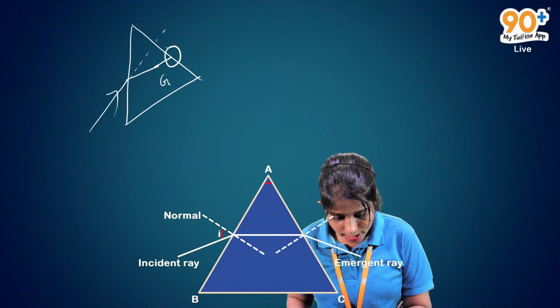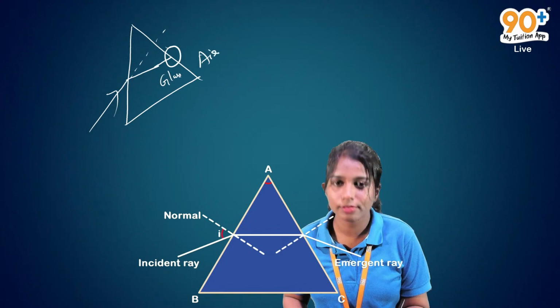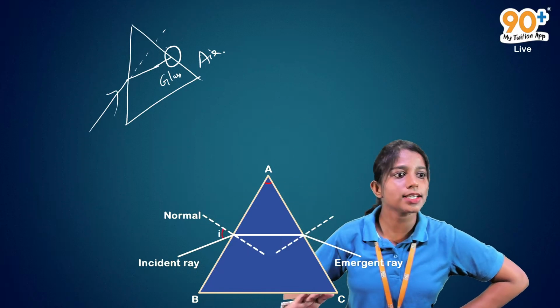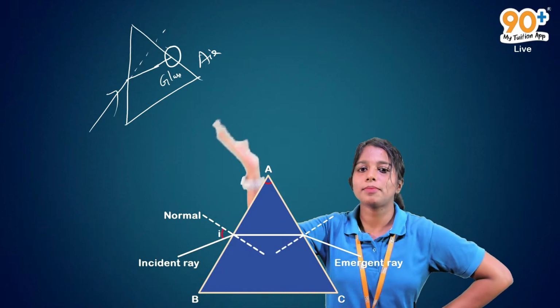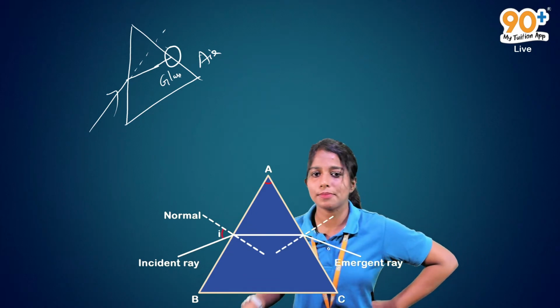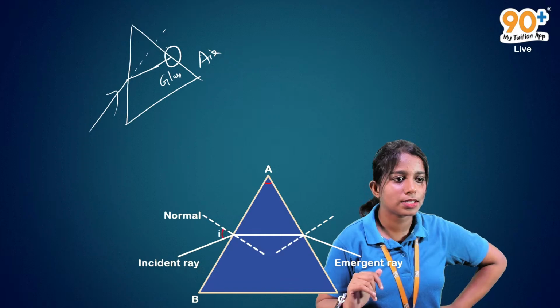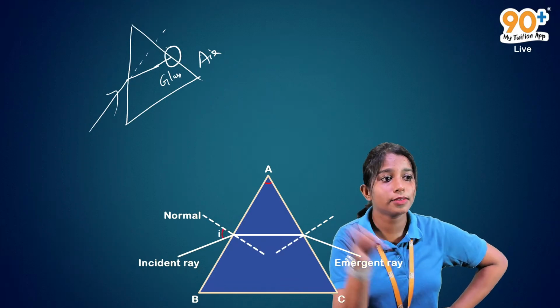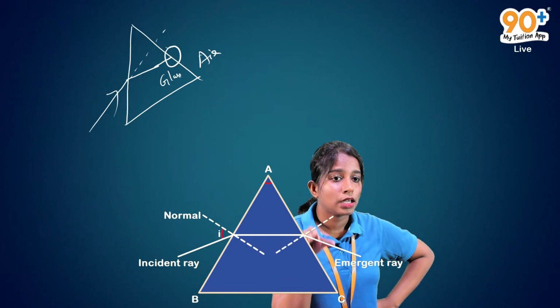Now this is glass, this is air. Again there is change in the medium. So again there will be refraction. Got it? Understood? Those who have understood so far, please put a thumbs up. I am stopping and explaining so that no doubts come up.